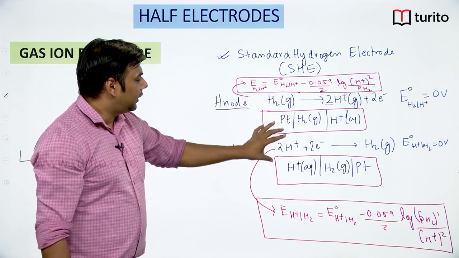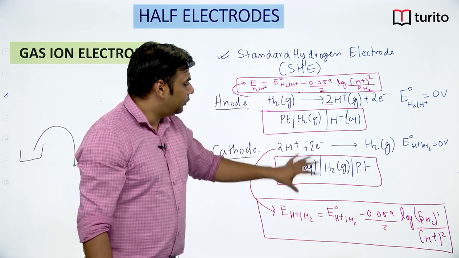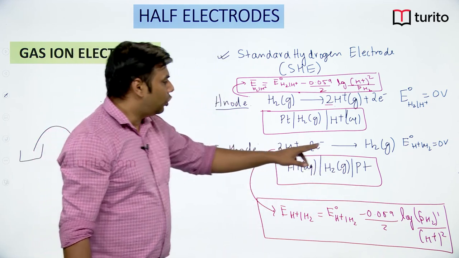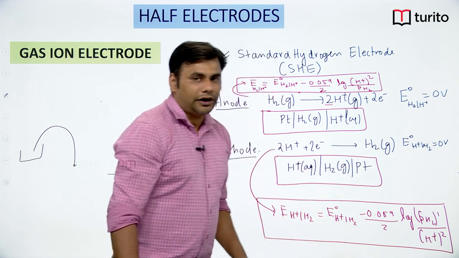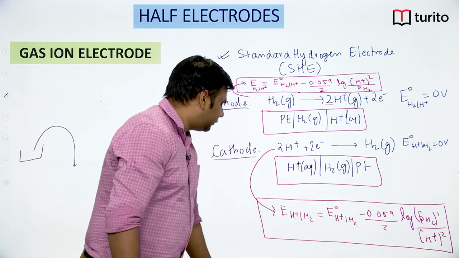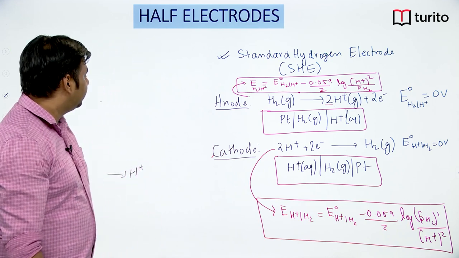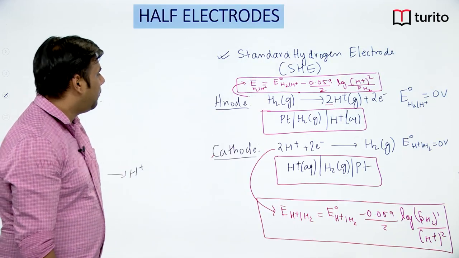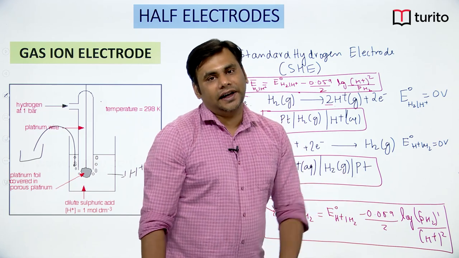Similarly, if we want to write the reduction potential of this cell, it would be the standard reduction potential minus 0.059 upon 2 log of partial pressure of hydrogen, because this is a gas and a gas has a partial pressure, divided by concentration of H plus raised to power 2. I hope this is clear to you. So this is the basic example of a gas ion electrode.